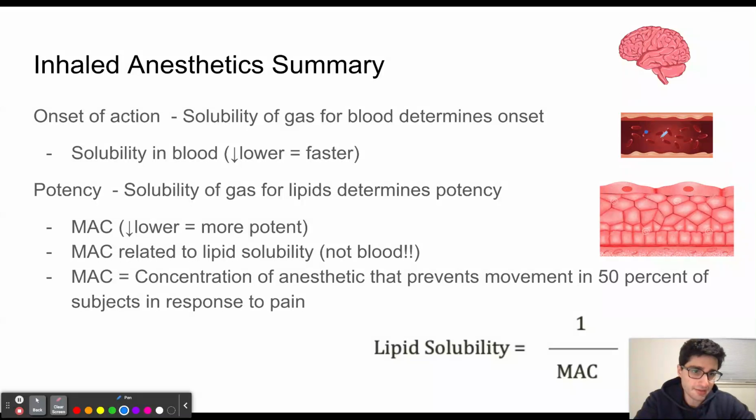So again, imagine that we give someone an anesthetic and these blue dots are representing the drug. And if the anesthetic is lipid soluble, then it can easily cross the lipid membranes to reach the brain because it can more easily cross the blood-brain barrier, and therefore we would need less concentrations of the drug to anesthetize the patient.